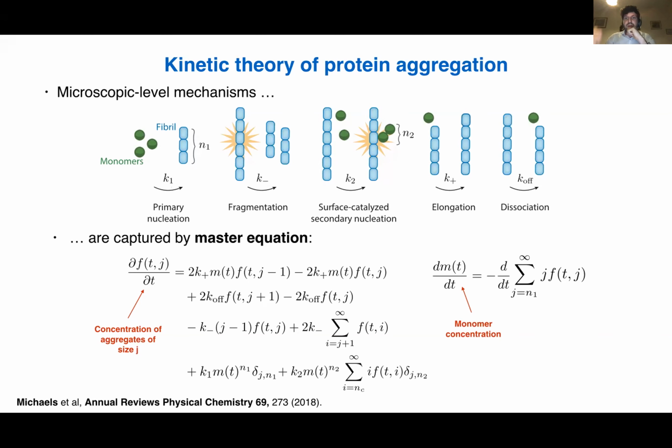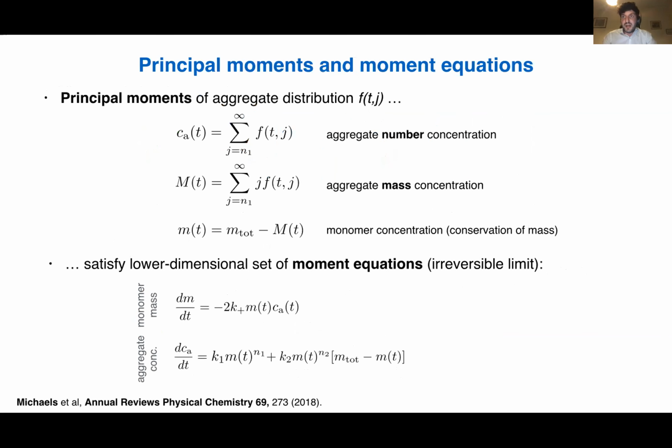And so if you go through all these different steps, and you account for how they affect the concentration of aggregates of size J, you end up with this set of equations which look a bit complicated. And so the way to deal with this complicatedness is to say, well, actually, typically in experiments, what people are interested in are the average concentration of these aggregates. And so these quantities are typically related to the principal moments of the distribution. And so the lowest moments are effectively the aggregate number concentration, Ca, and the aggregate mass concentration, capital M.